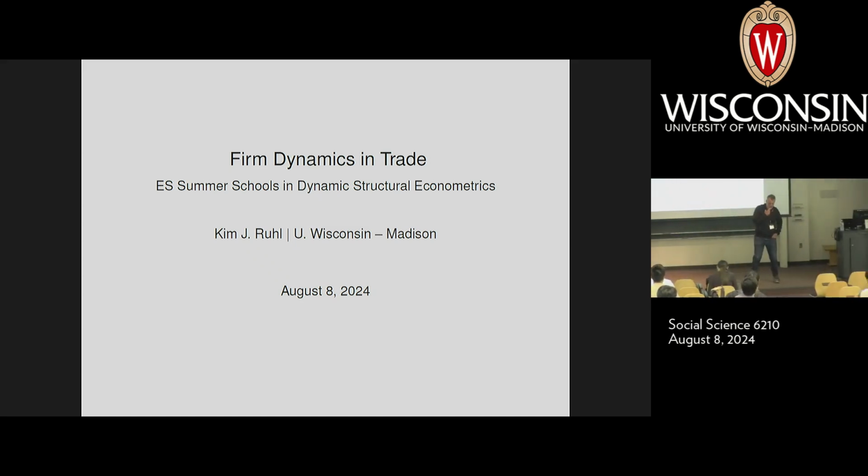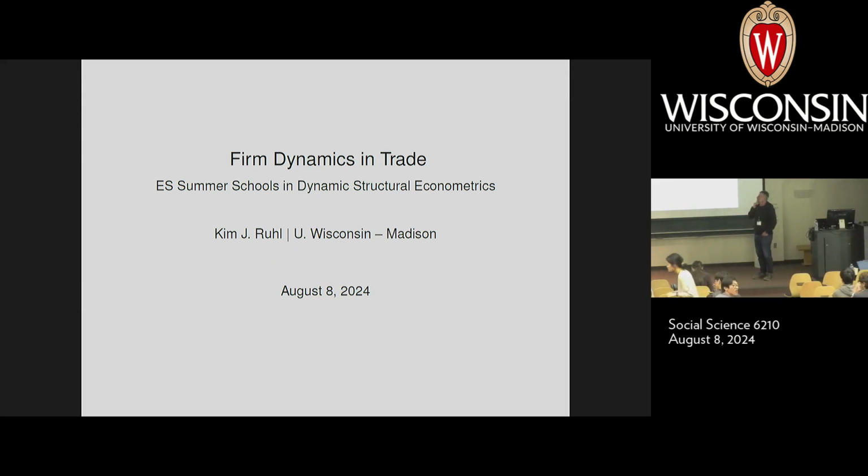What I thought I would do when I was asked to participate in this was maybe show you a little bit about how a lot of the stuff you have been learning about, nested fixed points, indirect inference, simulated method of moments, shows up in something that looks more like what people might call macroeconomics. I'm going to write down an aggregate model.